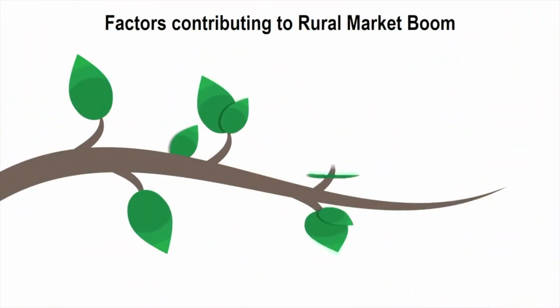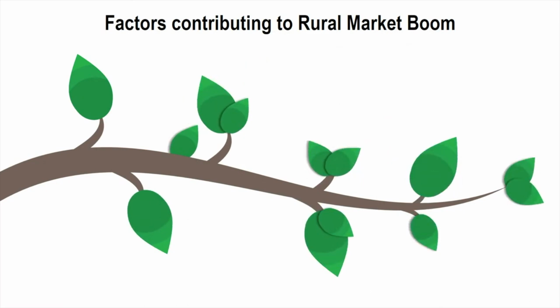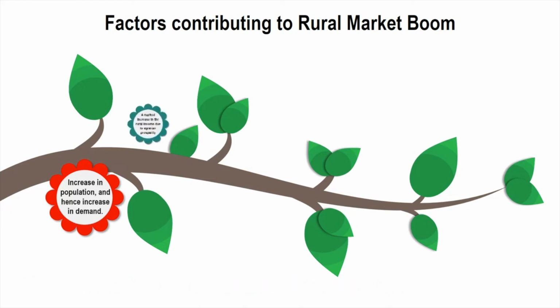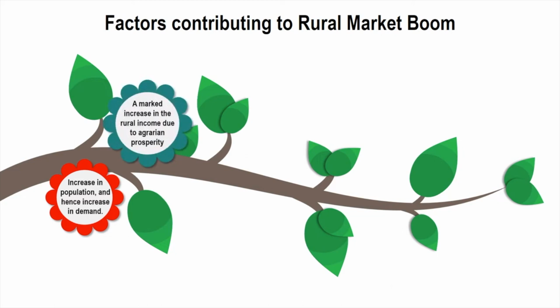So, what factors are contributing to the rural market boom? The first is increase in population and hence increase in demand. Rural population in '71 was around 44 crores and today it is 89 crores in 2019. Marked increase in rural income due to agrarian prosperity. It is now 40,772 in the 2011-12 census for per capita income.